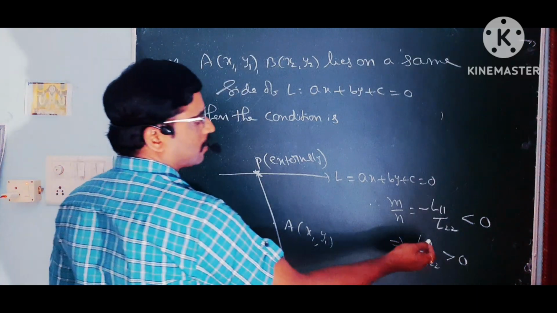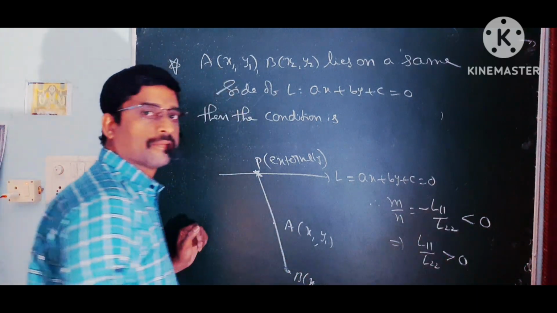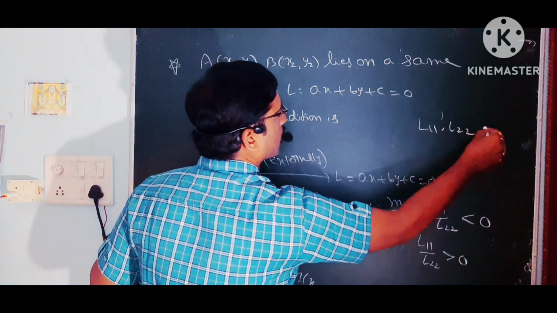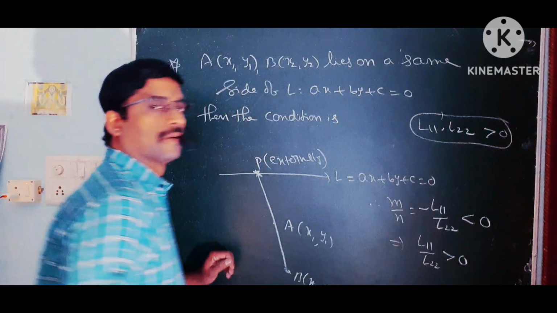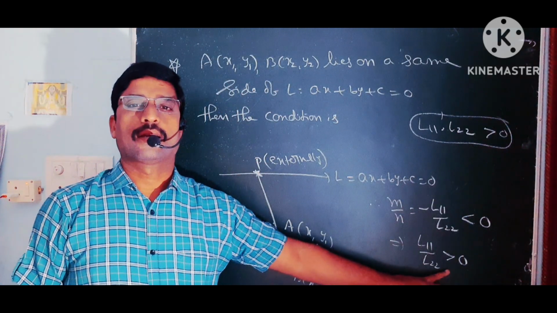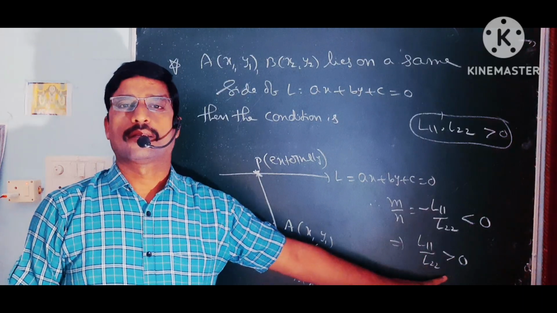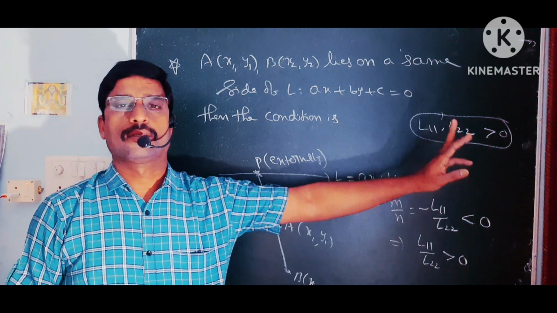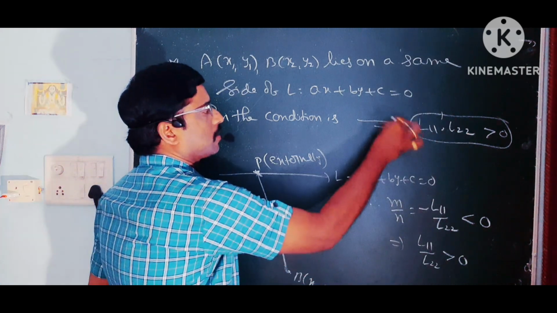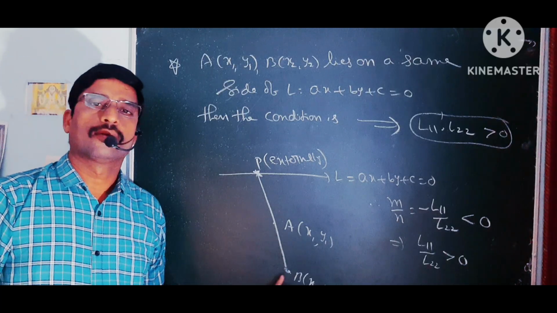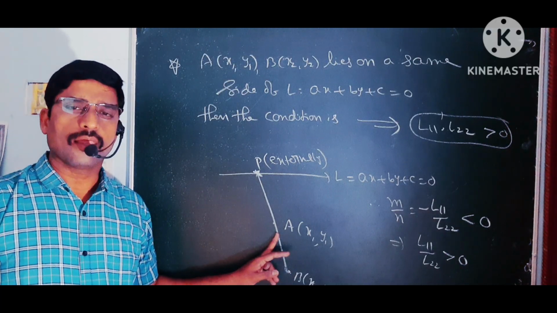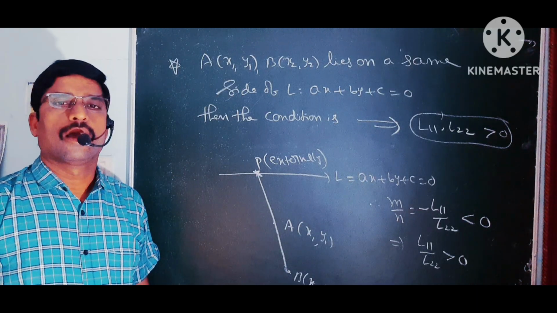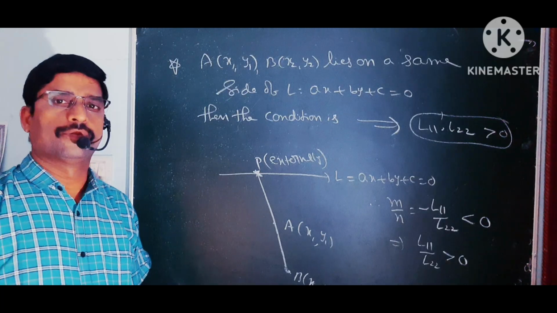Now either L11 and L22 must both be positive or both be negative. So the value of L11 into L22 is how much here? Greater than 0. Plus by plus we get greater than 0, minus by minus is also greater than 0. So plus into plus is greater than 0, or minus into minus is greater than 0. So what is the condition here? This is the condition. If A and B points lie on the same side of the line, then the condition is L11 into L22 greater than 0.